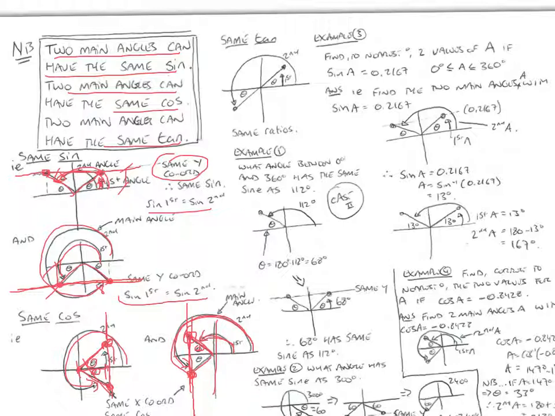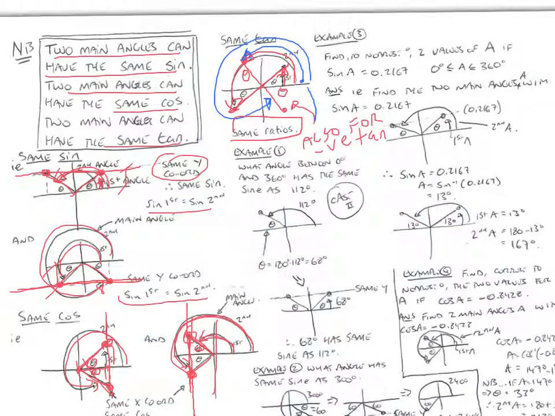And for our tans, remember that tan is positive in the first quadrant and the third quadrant. Then this is our first main angle, this is our second main angle, and they have the same tan value because the ratios would be the same. So let's look at some examples.